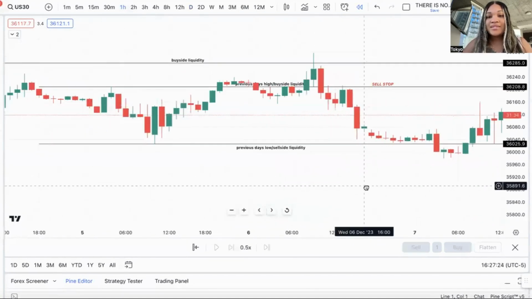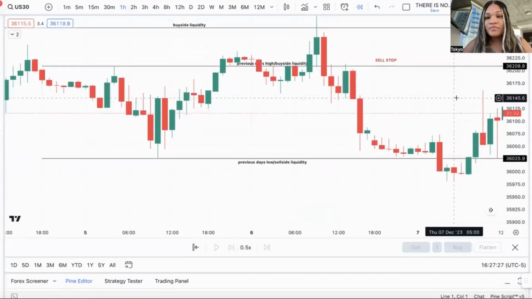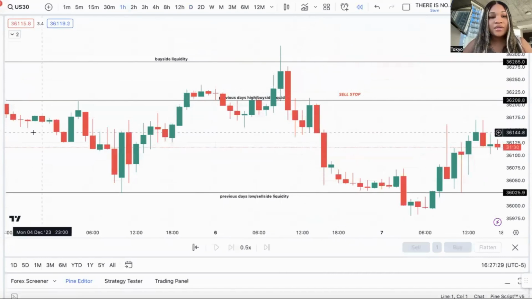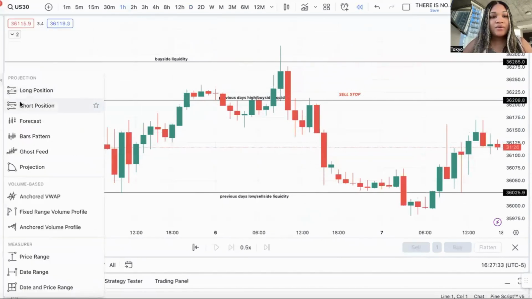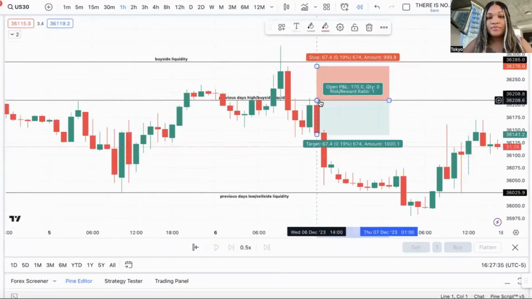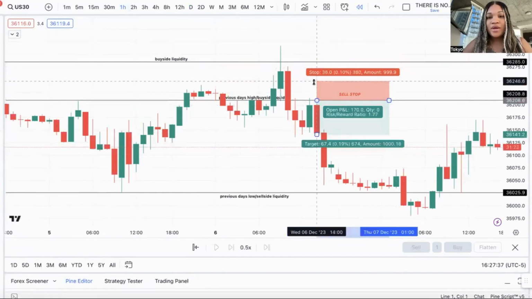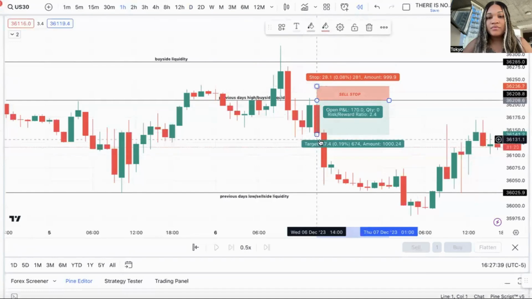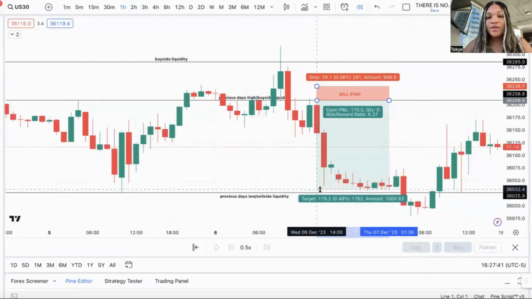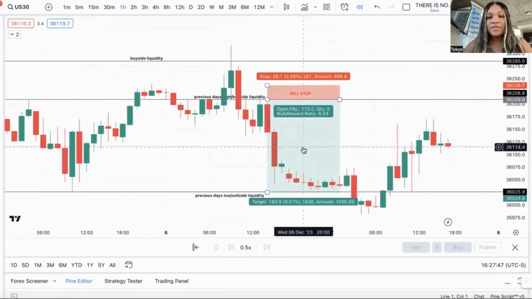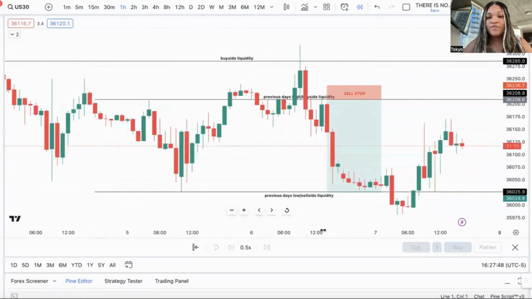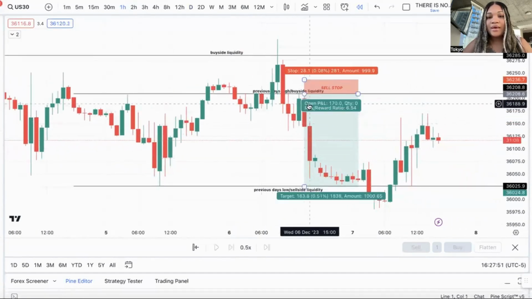Okay, guys, so here's that sell stop. Here's the sell stop right here. Stop loss being, let's check it out, short. Stop loss being right over here. Take profit being here. And as you can see, we came down. This is a 6.54 to 1. We came down, we came up here.